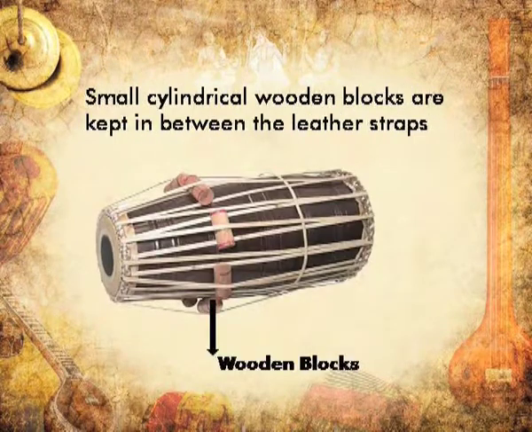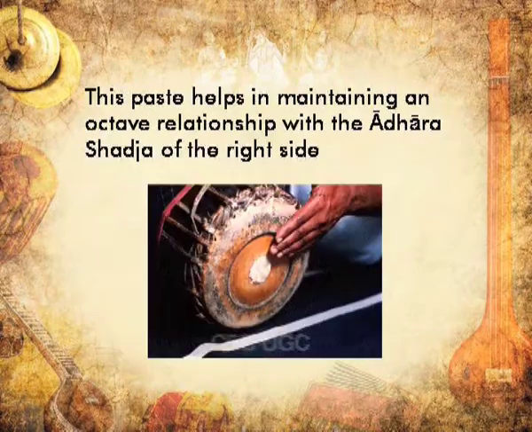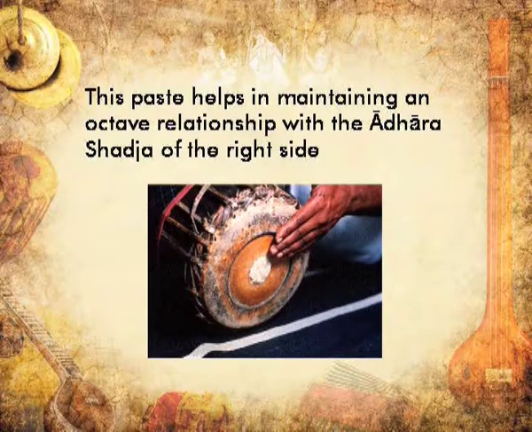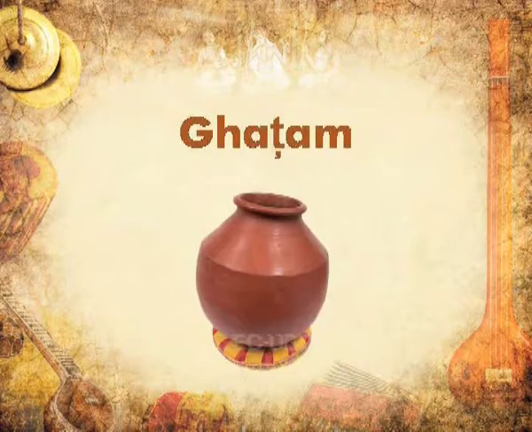Small cylindrical wood blocks are kept in between the leather straps for tightening or loosening them to make adjustments in Shruti. A paste of semolina and water is applied in the center of the left face while playing the instrument. This paste helps in maintaining an octave relationship with the Adhara Shadja of the right side. The instrument is played with the two hands, wrists and fingertips. Ghatam.